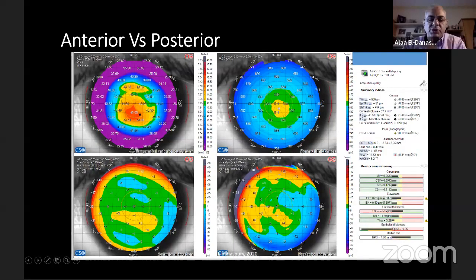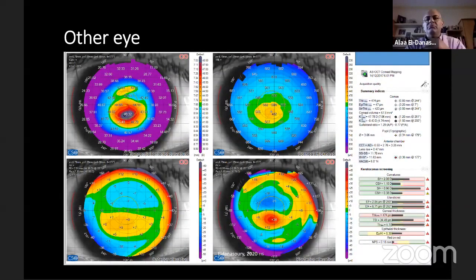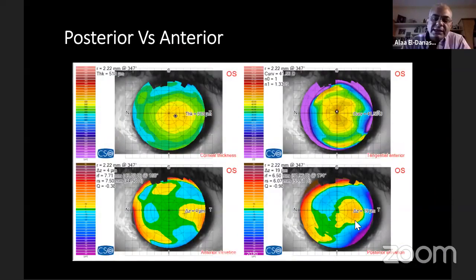Now, would we say that the posterior surface is not important? Of course not, because it's vice versa. You can always find cases. I have many cases where the keratoconus becomes manifest first on the posterior elevation. So this case, for example, shows a clear keratoconus on the back surface. The anterior surface is kind of equivocal, question mark, a truncated bow tie, but you can pass this as normal. But on the posterior elevation, there is definitely an early cone.